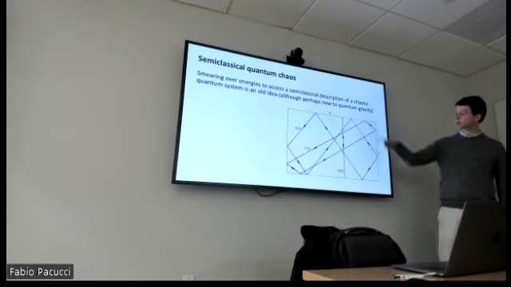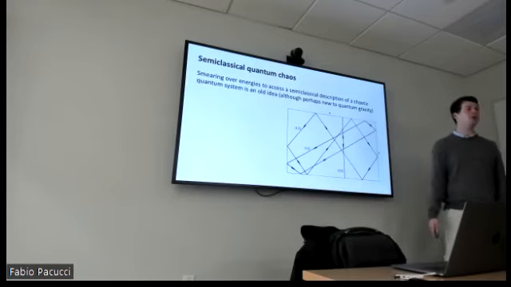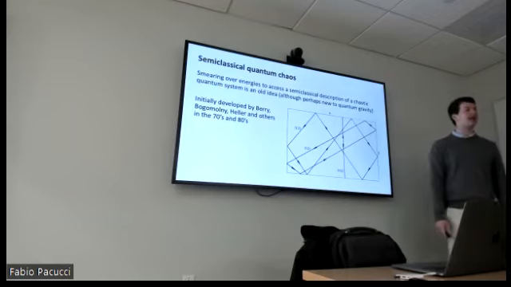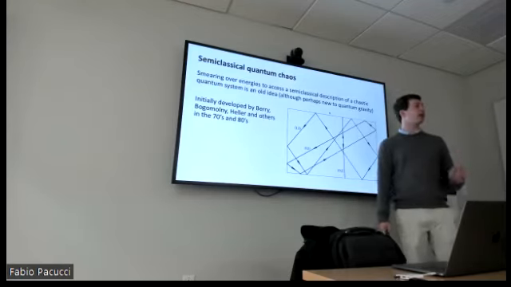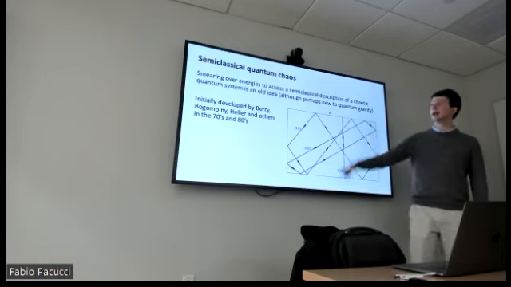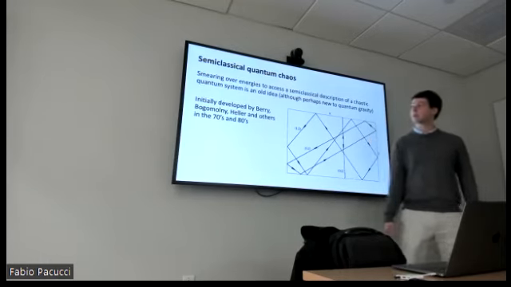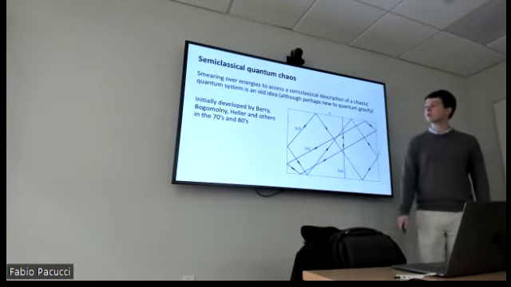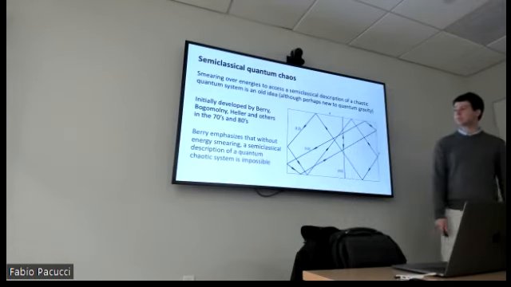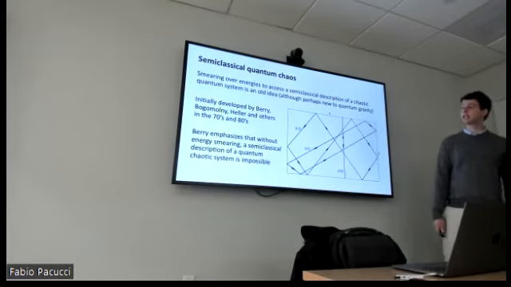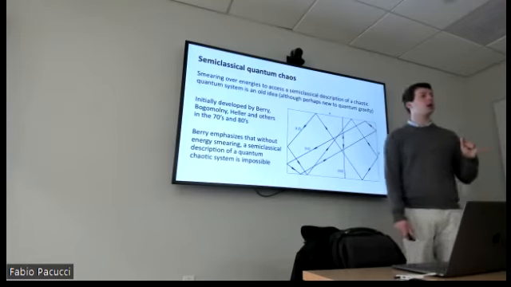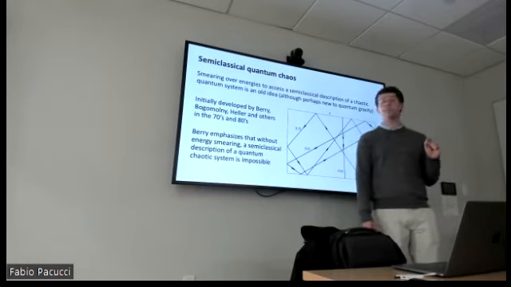So here's a picture, for example, of periodic orbits of a billiard stadium. And this technology of smearing over energies to access a semi-classical description of a chaotic system, for example, by looking at closed orbits, was developed by Michael Berry, as well as Bogomolny, Heller, and others, Heller's at Harvard, in the 70s and 80s. And Berry, in particular, emphasizes that without the energy smearing, a semi-classical description of a chaotic quantum system is impossible.